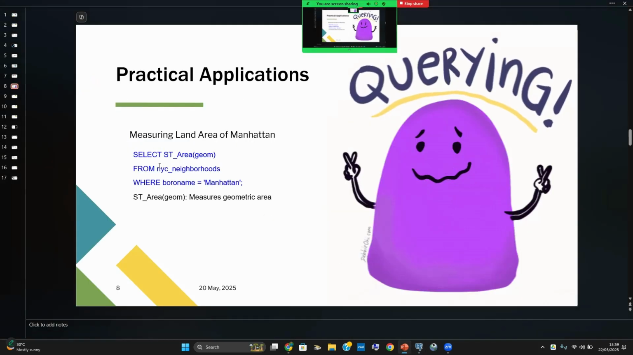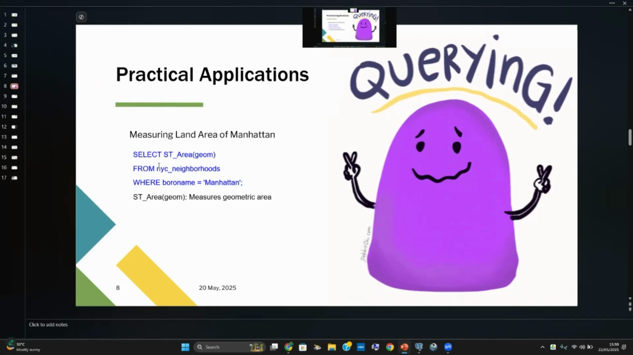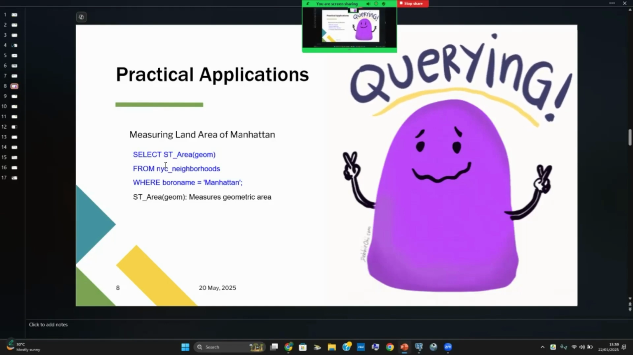And we have another one here, where we're measuring land areas, so we're able to measure geometries as well, for specific features that are identified in the database. In this case, we're pulling the borough of Manhattan, and we're calculating the ST_Area of the geometry, which measures the geometric area of that borough.